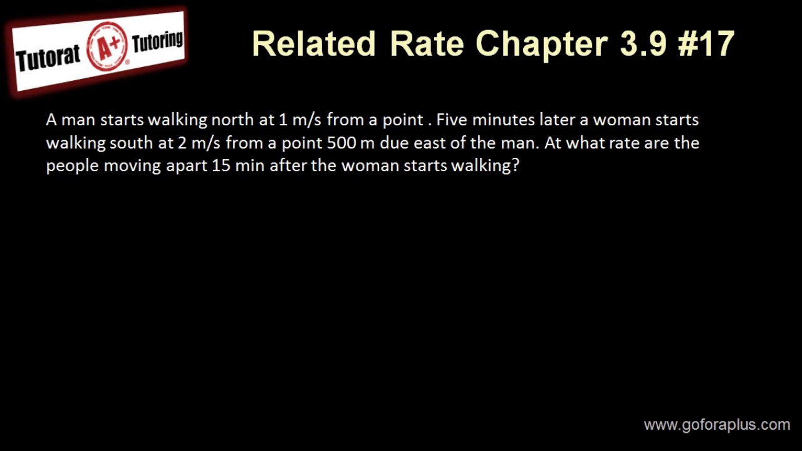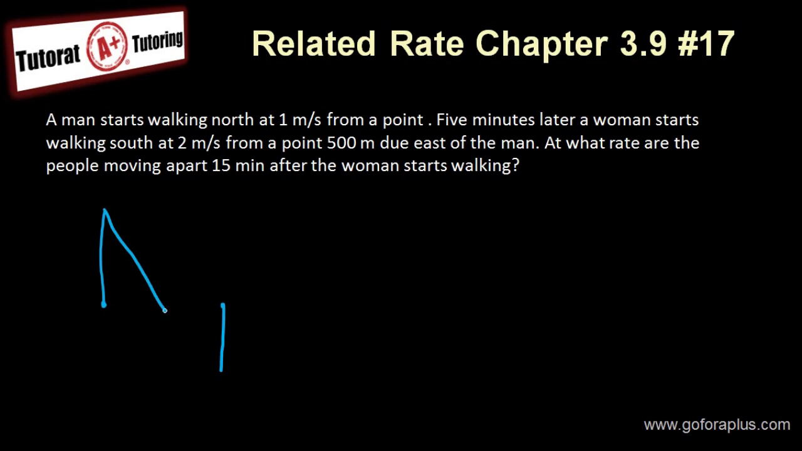In this session, I'm going to show you how to solve a related rate problem in Stewart chapter 3.9, number 17. A man starts walking north at 1 meter per second from a point. 5 minutes later, a woman starts walking south at 2 meters per second from a point 500 meters due east of the man. So if the man is walking this way, the other woman is actually 500 meters away and walking this way. At what rate are the people moving apart?